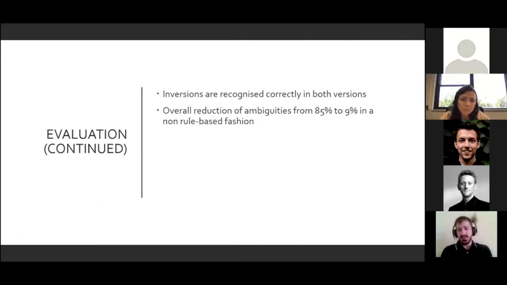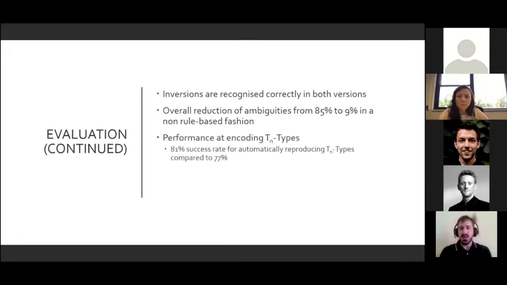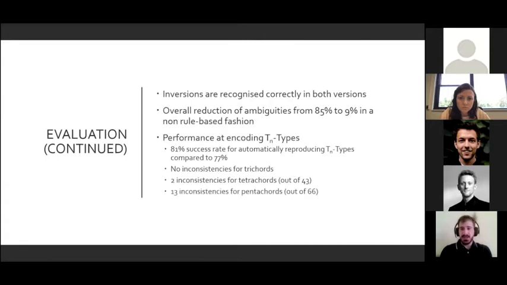Note that these ambiguities are resolved in a non-rule-based fashion. With respect to non-tonal representation, we tested for all possible TN types. TN types were reproduced at 81% success rate in the novel algorithm compared to 77% in the original. All trichords were correctly encoded, while only 2 out of 34 tetrachords were inconsistent, and 13 out of 16 pentachords.